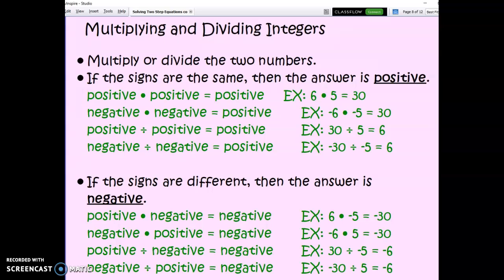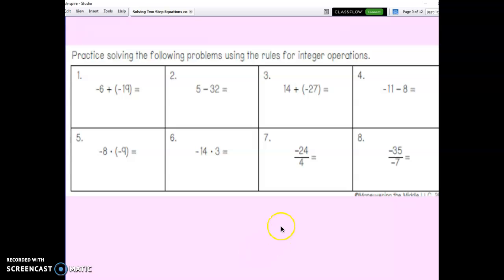Okay, of course, if the signs are the same, our answer is always going to be positive. Same is true when we're dividing. If our signs are the same when we're dividing, they're always going to be a positive answer. If we have different signs when we multiply or divide, then we always get a negative answer. And I've given you this so that you can have it in your notes. You might need to copy some of it down. Okay, now we're going to quickly go through practicing our integers.